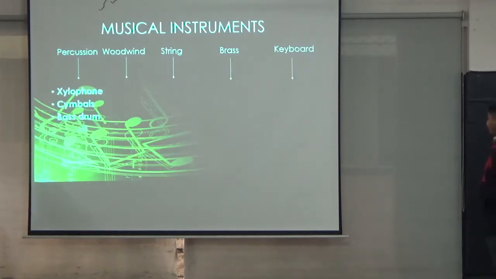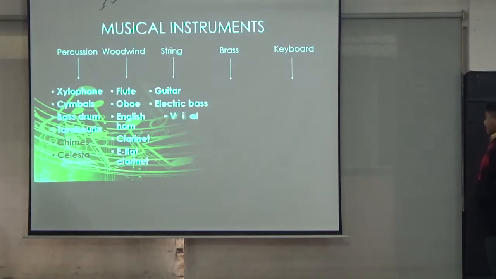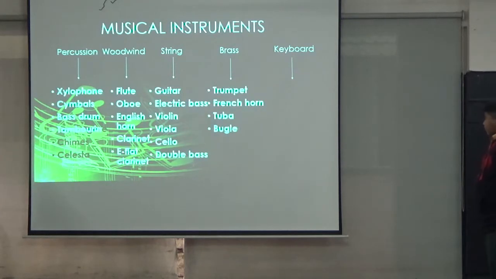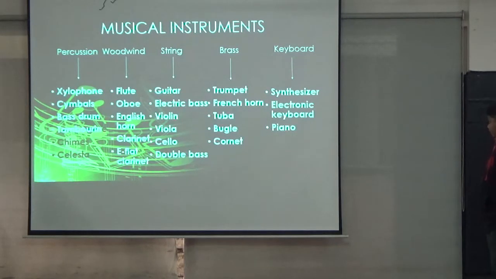The types of instruments are percussion, woodwind, string, brass, and keyboard. The percussion instruments are xylophone, cymbals, bass drum, tambourine, chimes, celesta, etc. The woodwind instruments are flute, oboe, English horn, clarinet, E-flat clarinet, etc. The string instruments are guitar, electric bass, violin, viola, cello, double bass, etc. The brass instruments are trumpet, saxophone, tuba, bugle, cornet, etc. The keyboard instruments are synthesizers, electric keyboard, piano, etc.